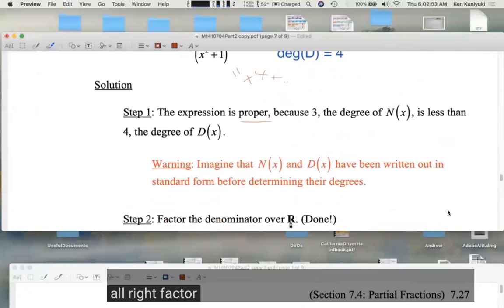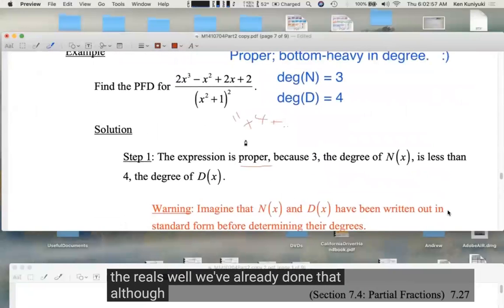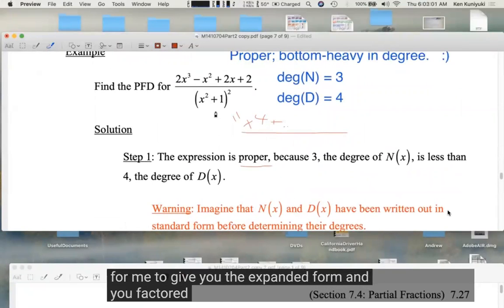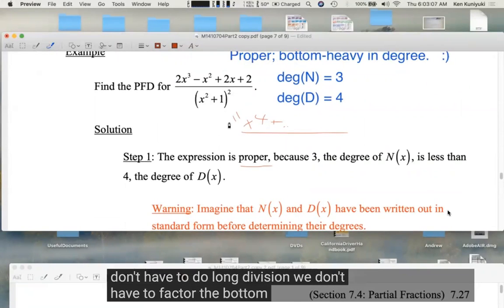All right, factor the denominator over the reals. Well, we've already done that. Although, again, it would have been fair for me to give you the expanded form and you factor back. But so far, so good. We don't have to do long division. We don't have to factor the bottom. But then here's where it gets harder.